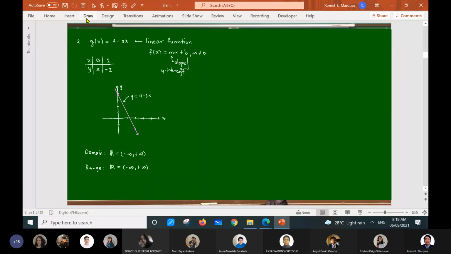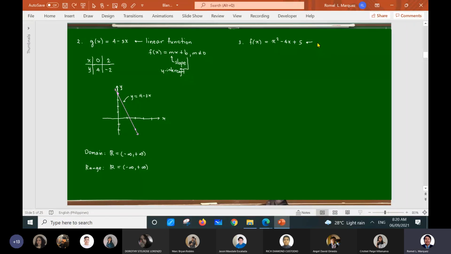Number 3. So we have f of x is equal to x squared minus 4x plus 5. So we call this quadratic function.